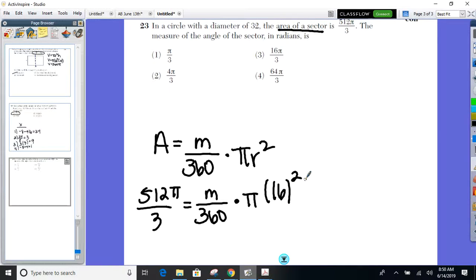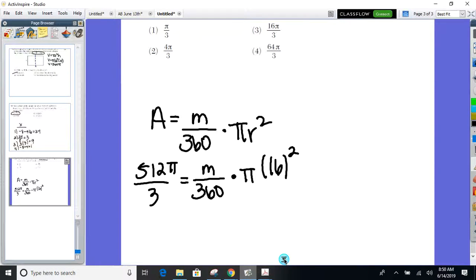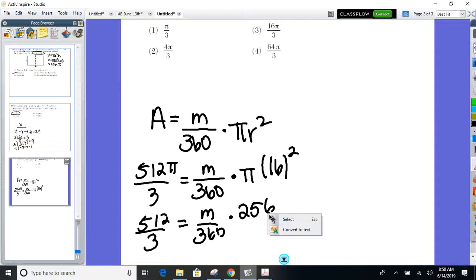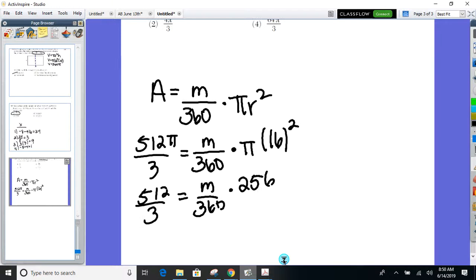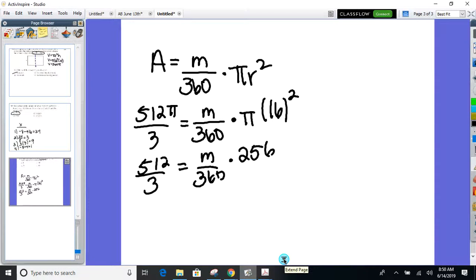We've talked before, what do they both have on both sides that are eventually going to cancel out? The pi's are gone, so I'm going to take 512 over 3 equal to m over 360 times 256, I believe. All right, how are you going to get m by itself now? There's really two ways I could go algebraically here. I can multiply both sides by 360, or I can multiply or divide both sides by 256. Your call.